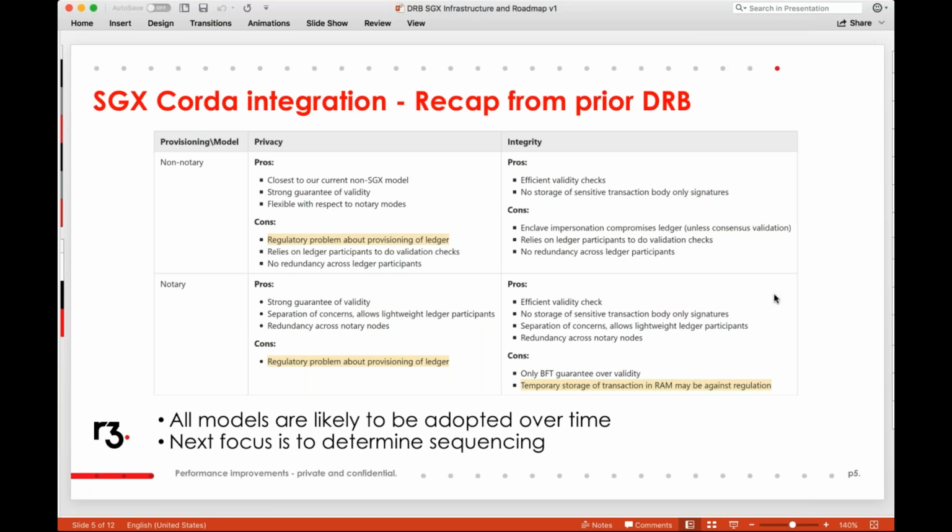So the conclusion of the DRB was that we will eventually have all of these, and really the question is, what's the sequencing? How do we get there? Because each of these integrations has pros and cons, and it really depends on the business use case which one we want to go for.